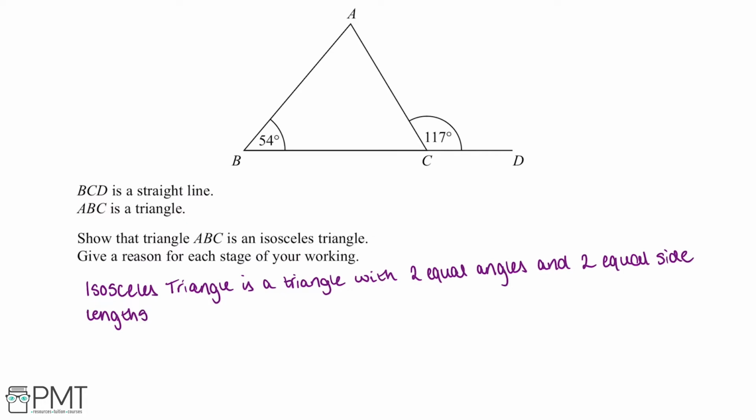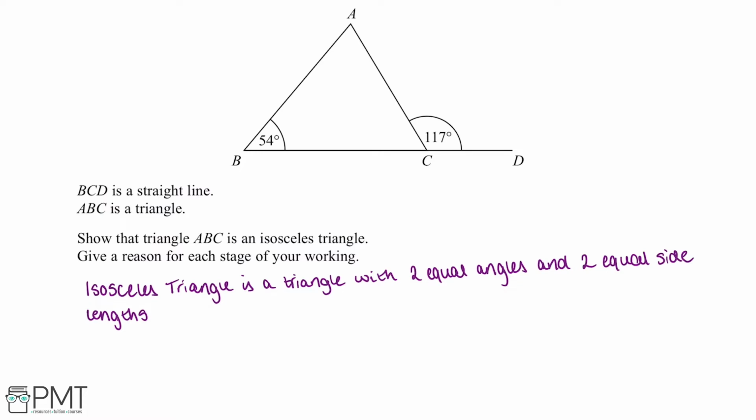So as you can see in this question we've not been given any side lengths, so the angles will be the part which we're interested in. So something we've been told in the question is that BCD is a straight line. So this is this line at the bottom here. So one of the rules for angles on a straight line is that all angles on a straight line add up to 180. So what this means is that angle ACB, which is this angle here, added to 117 degrees will give us 180 degrees.